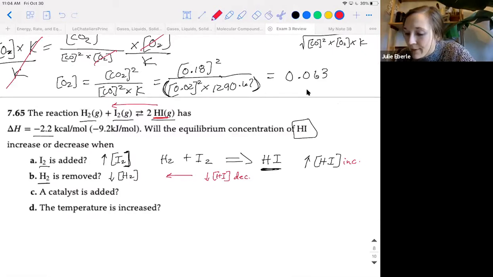Okay, C, what happens to the concentration of our product here if we add a catalyst? What do y'all think? What does a catalyst do?